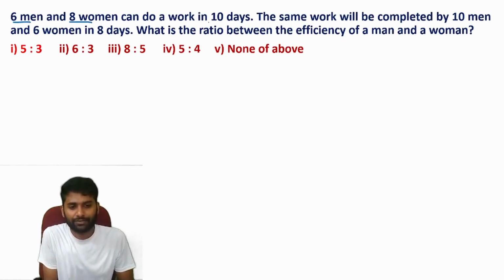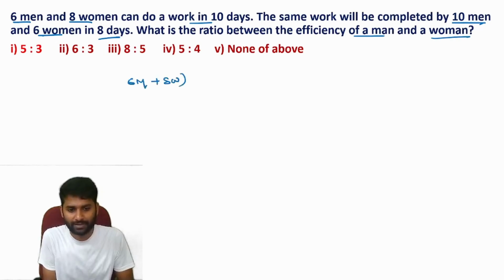Six men and 8 women can do the work in 10 days. The same work will be completed by 10 men and 6 women in 8 days. What is the ratio of efficiency of men and women? Now see, 6 men and 8 women complete the work in 10 days. The same work, we are assigning to 10 men and 6 women. They will take 8 days.